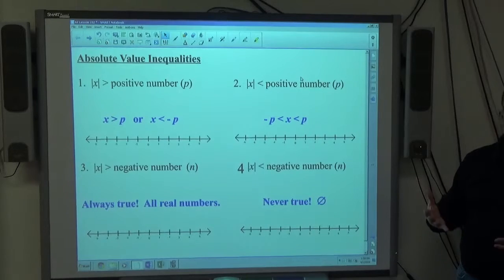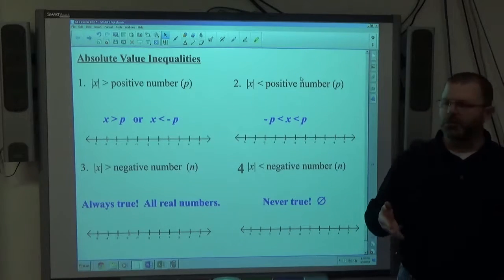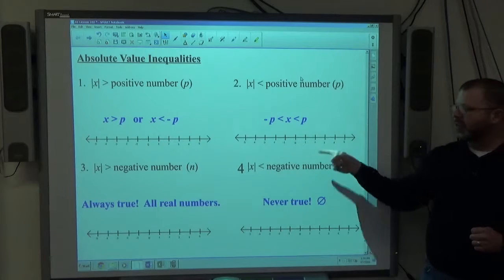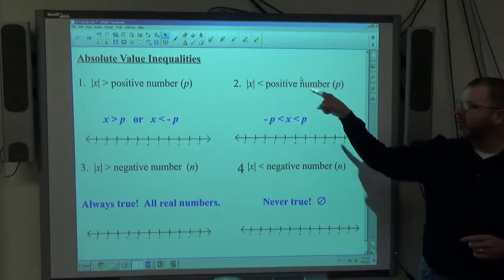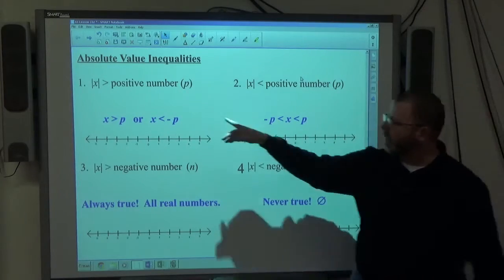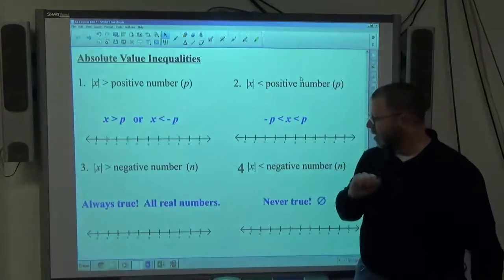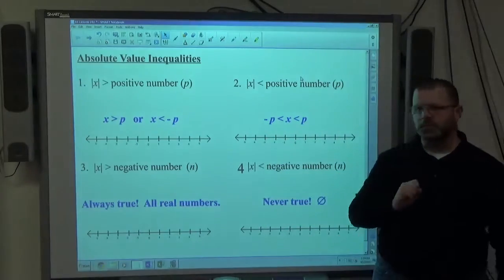So basically what you want to do first is get the absolute value expression by itself, and then compare it to these 4 structures, whichever one it is, case 1, 2, 3, or 4, identify that case, translate it correctly to an expression not containing absolute value bars, x's only, or it's always true or it's never true.